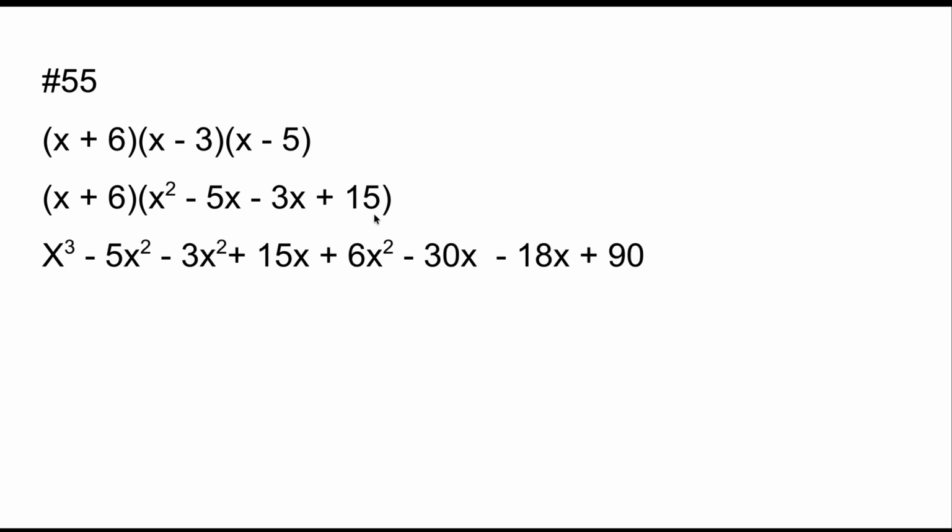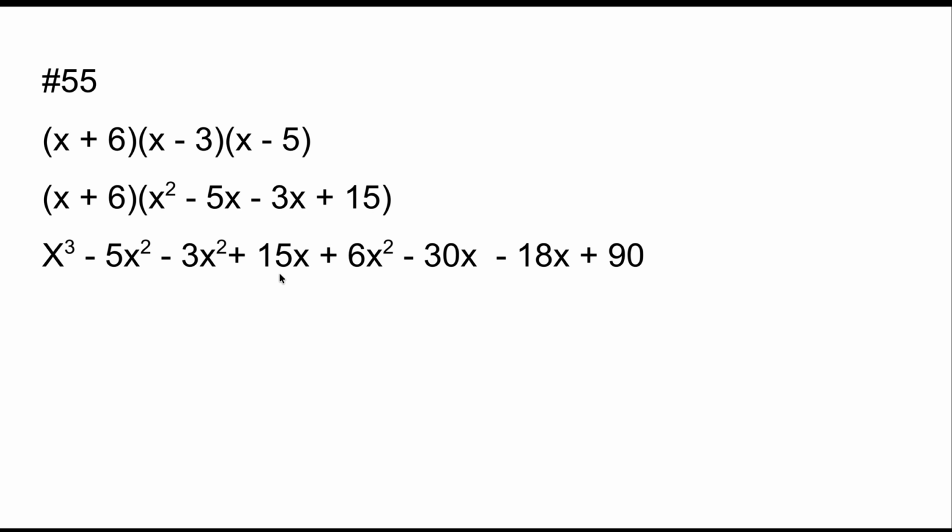Okay, now we're going to multiply this binomial times this four-term polynomial. So we have x times x squared, which is x cubed. X times negative 5x, negative 5x squared. X times negative 3x, negative 3x squared. And then x times 15, 15x.